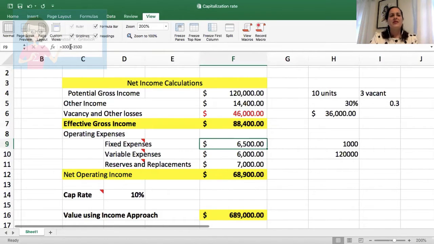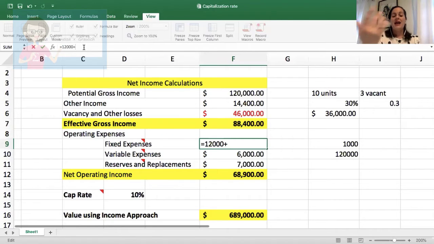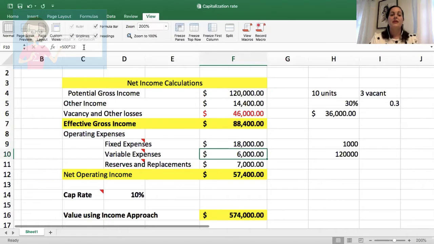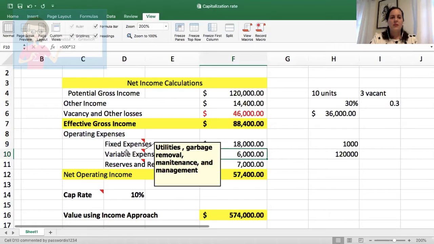But I just said, okay, you know what? I'm going to put $3,000 just for insurance, and I'm going to put $3,500 for taxes. Now, because the building is so big, let's actually make this insurance a little bit higher. So I'm going to make the insurance $12,000, which could happen, especially in Florida. And let's just put $6,000 in taxes. Let's just make it a little bit more realistic. Beautiful.